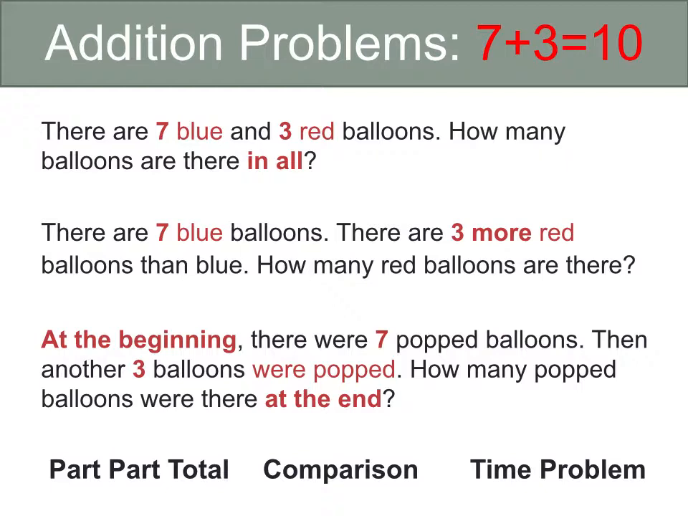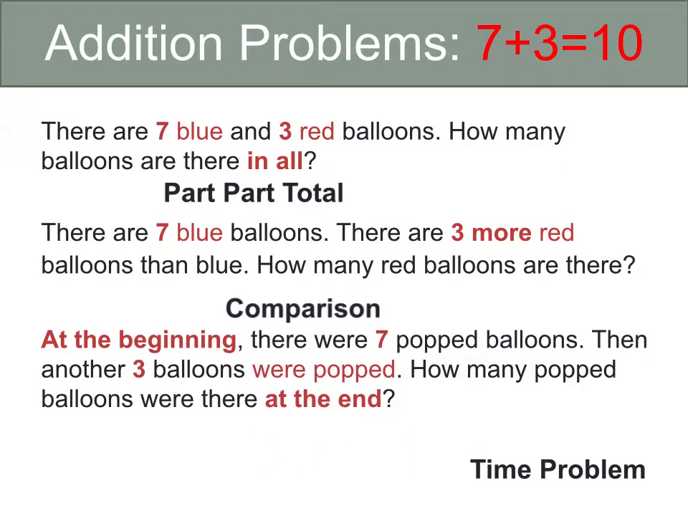The first problem we assign to a group of the problems dealing with parts and their total, because the problem discusses independent parts and their total. The second problem belongs to the group of comparison. It discusses 2 independent parts comparing them. And the last problem deals with changing of the number of pop balloons. We assign this problem to the group of time problems.